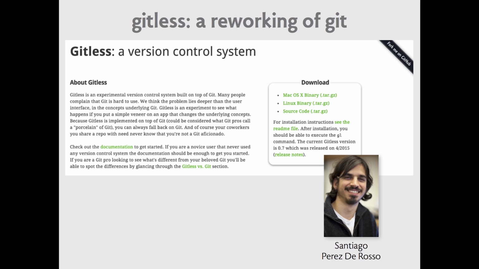And the idea behind Gitless is basically to rework some of the fundamental concepts of Git. Git, of course, is a very powerful system with a very powerful API. So this is really just a veneer on top of Git. And it basically presents some different concepts, but uses all the great stuff in Git underneath. So I'll just give you one example of that. The concept of a branch.